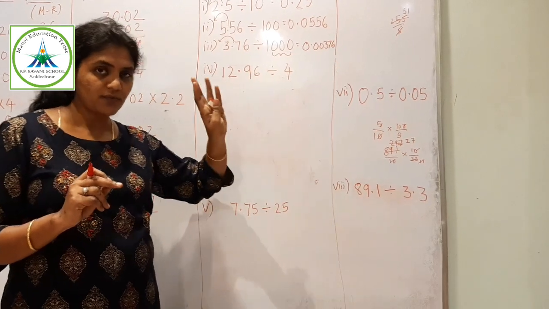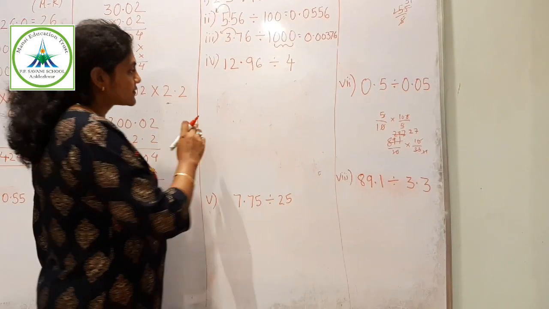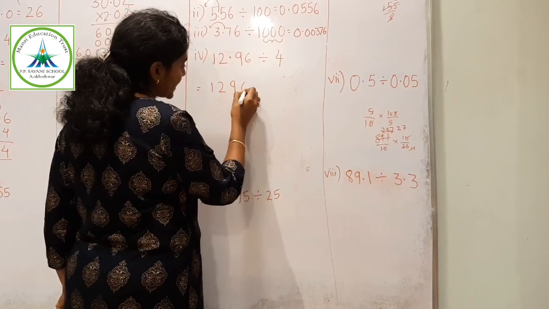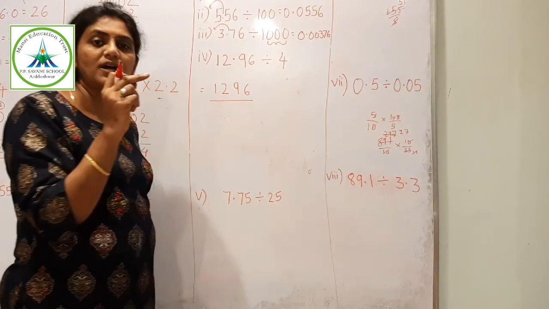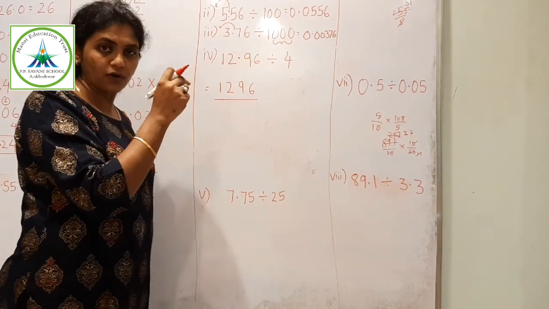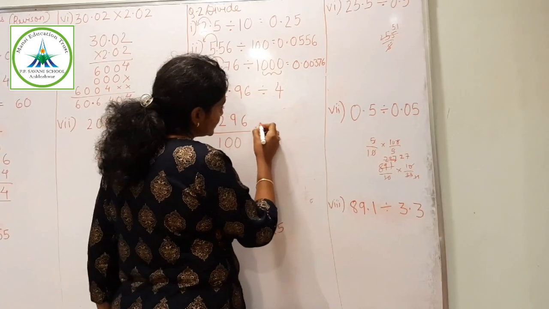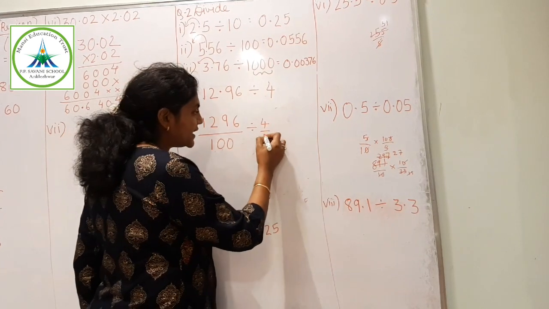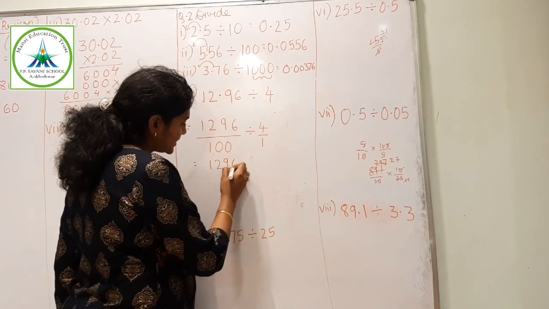Now the fourth one is 12.96 divided by 4. Now this decimal I will represent as a fraction. I can remove the point and write 1296. Now 1296 I want to make 12.96, that is, you are shifting two places to the left. That means I will divide by 100, divided by 4. Right? Now when you are dividing two fractions, the first fraction will remain as it is.